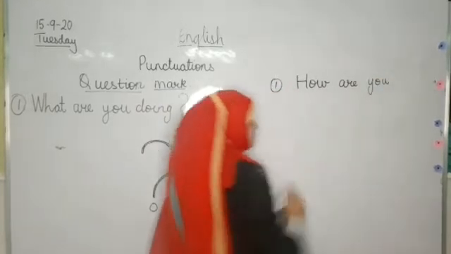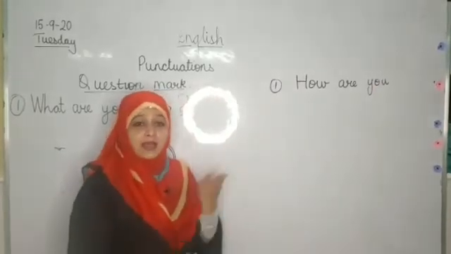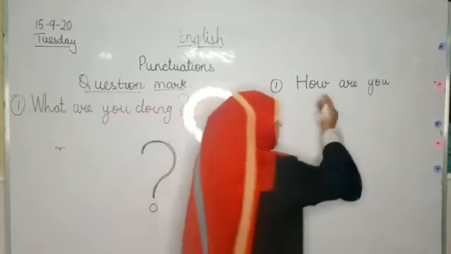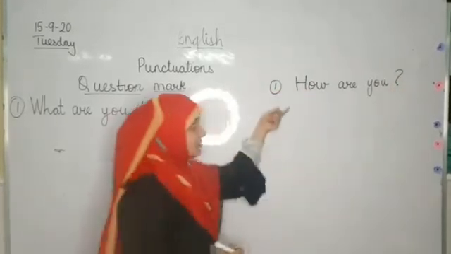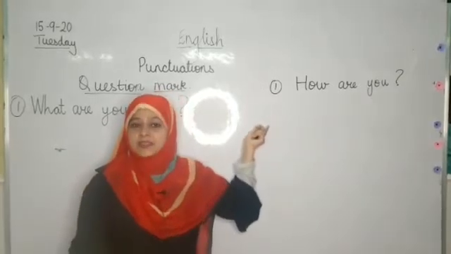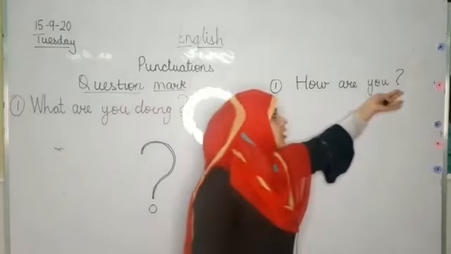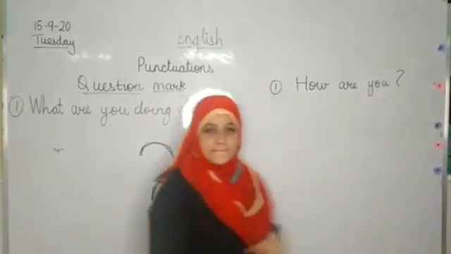When I write, how are you? What am I doing? I am asking you, how are you? So, it is a question. Yes? When I ask you something about you or something related to you or something around you, it is a question. So, we put a question mark.